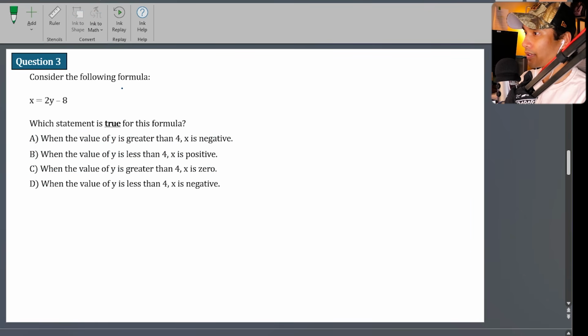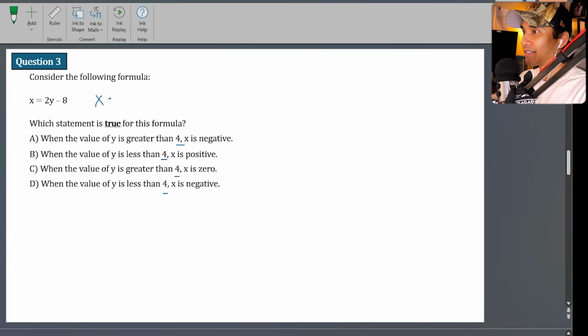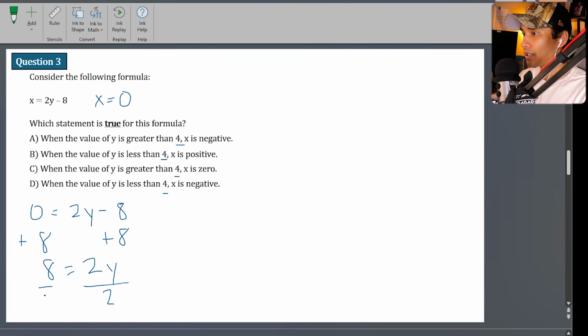Question number 3. Now this one is easier because we have 4 across the whole problem. So all we have to do, now this is just extra practice, is set, what do we set? We set x equals 0 because the first thing we want to do is find the cutoff, and that is when x equals 0. So 0 equals 2y minus 8, plus 8 on both sides. 8 equals 2y. Divide by 2. We get y equals 4.